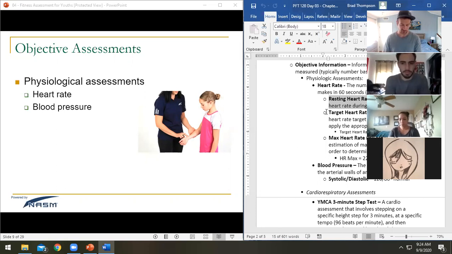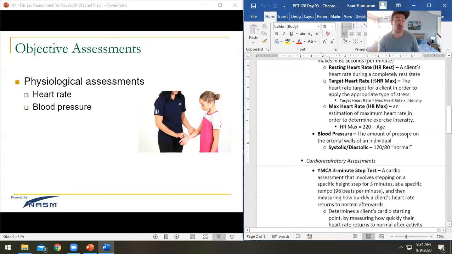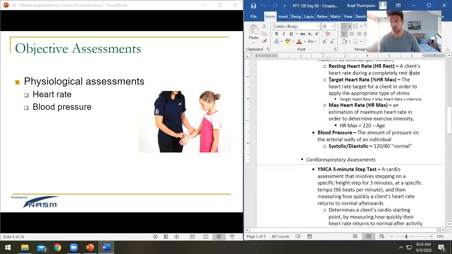So that's their resting heart rate, right? And we know that a lower resting heart rate shows a much more efficient heart. If you have a high stroke volume, your heart doesn't have to pump as often. And so we know that cardiac output, our overall performance of the heart, the lower your resting heart rate is, chances are the higher your cardiac output is, and that's what we're looking for. Now, we also have target heart rate, which is a totally different concept. And target heart rate is the heart rate target for a client in order to apply the appropriate type of stress.